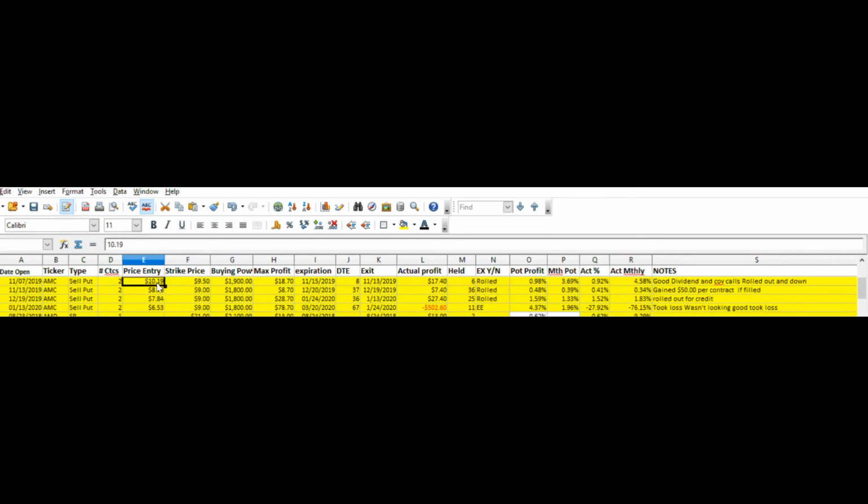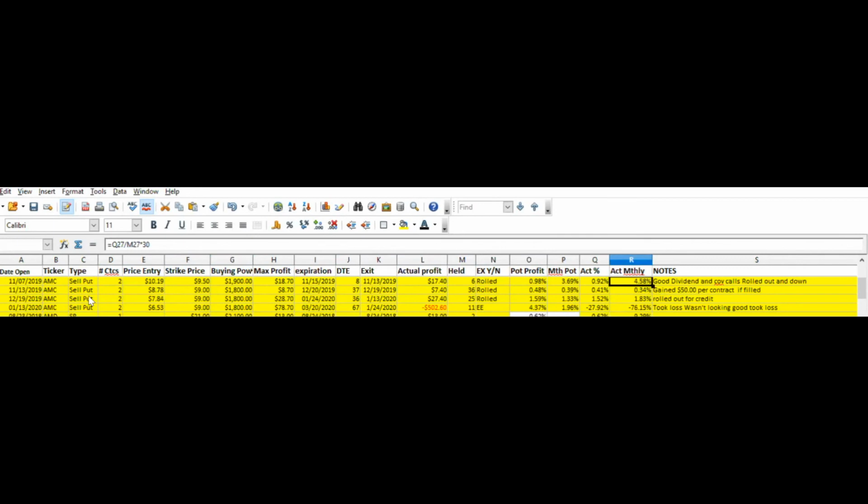Price at entry was 10.19. I took a 9.50 strike. My buying power was 1900. My maximum profit was 1870, but it was only an 8-day to expiration trade. My actual profit was 1740, which was 4.5 cents.